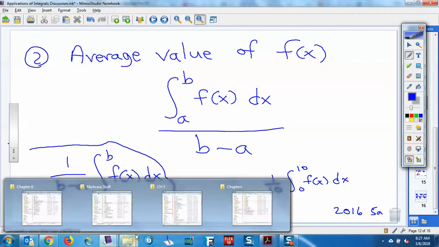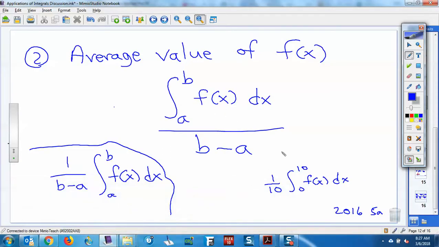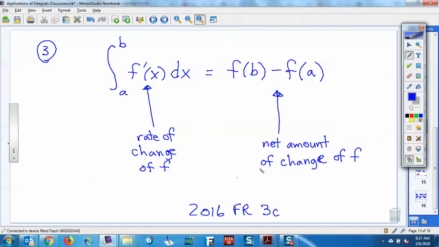Okay, so that's an example of an average value function, where you're going to use that. Okay, let's go to the third thing. This is the big one. This is really the biggie right here. When you have the integral of an f prime, that can be an f double prime, whatever. I wrote this down a while back for you. First of all, it's basically the fundamental theorem part 2, except I put f prime in there instead of f, f outside instead of big F. But this is the big one.